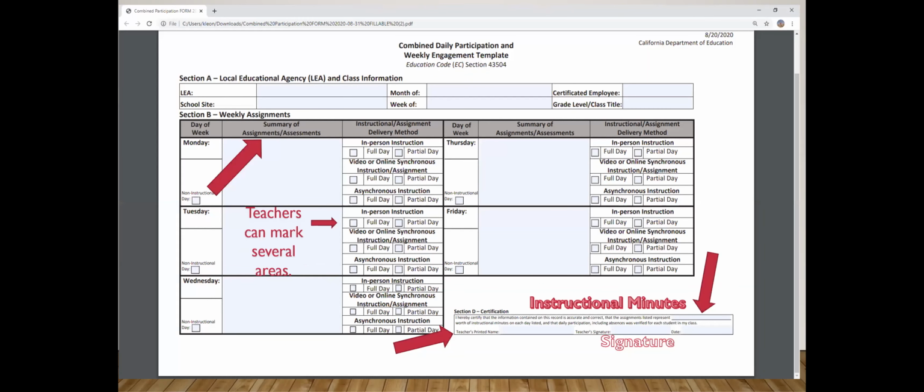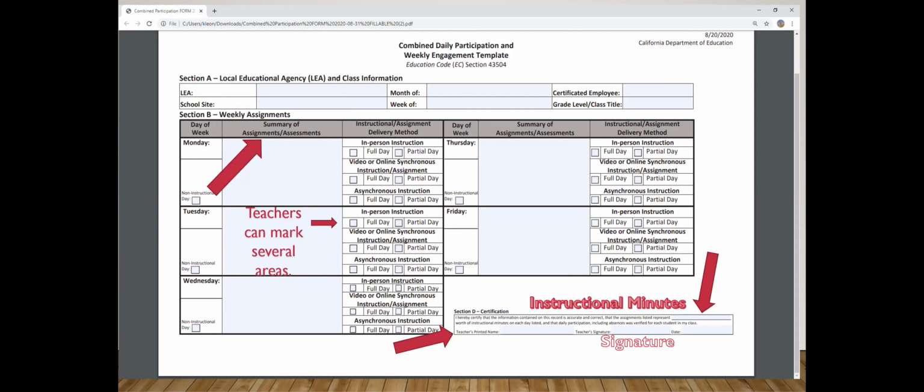So what's it look like on a bigger screen? You see the summary of assignments, assessments on your upper left-hand side. That's like it says, any assignments, any assessments. And then where it says teachers can mark several areas and points to the right, you'll see in-person instruction, video or online synchronous instruction or assignment, and then asynchronous instruction. On those, you'll be entering partial day and partial day for both the synchronous and asynchronous, because for the most part, that's what you're doing all of the time.